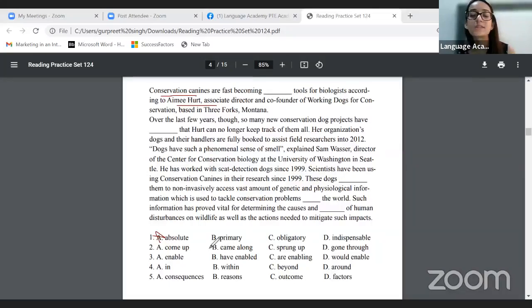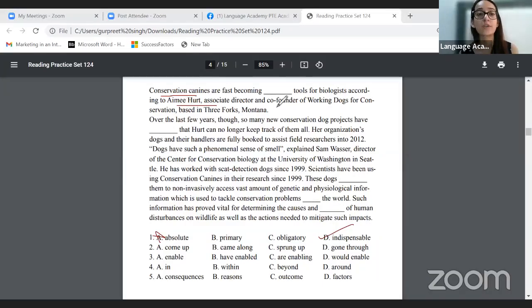Then we have obligatory, which means compulsory. And indispensable is a collocation with tool. Haven't you heard the words indispensable tool together? It simply means important. When you read the context, you'll come to know that they are talking positively about conservation canines. That means they are important. That's it. Indispensable tool is a collocation, like indispensable part, indispensable role, which simply shows that this thing is important. So no assumptions. This is the 7th rule for the day that I am explaining.